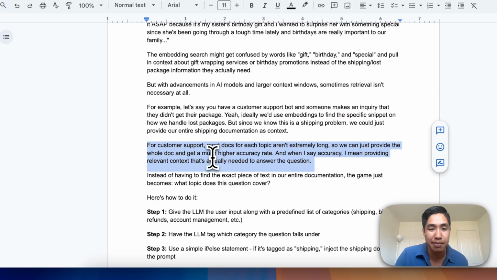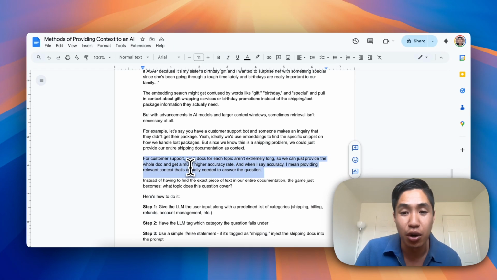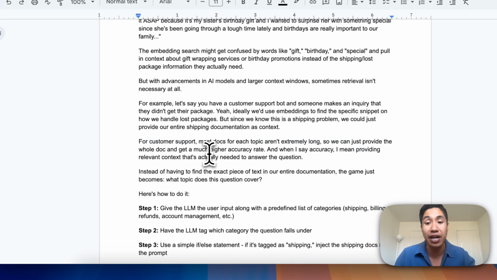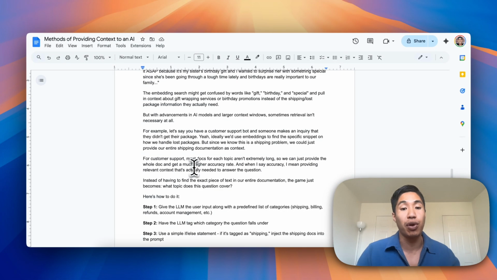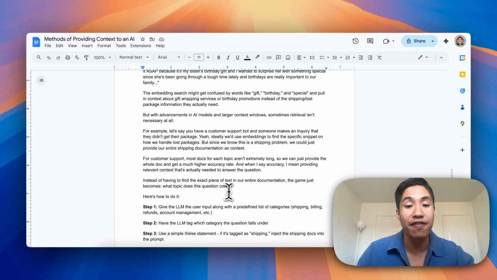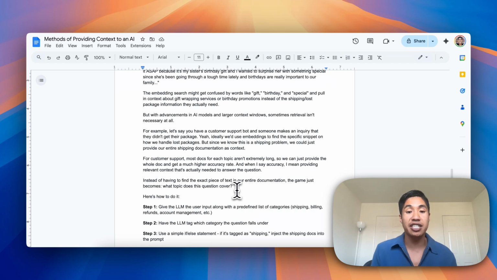For customer support, I'd say most docs for each topic aren't extremely long. Let's just say it's like 10, 15 pages. So we can just provide the whole doc, and you get a much higher accuracy. And when I say accuracy rate, I mean the rate at which we're providing relevant context that's actually needed to answer the question. So now instead of having to find the exact chunk of text in our entire documentation, the game is just: what topic does this question cover?